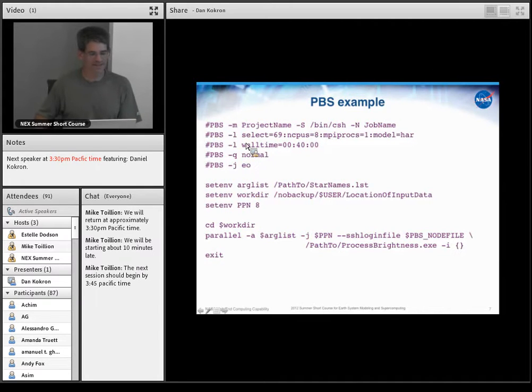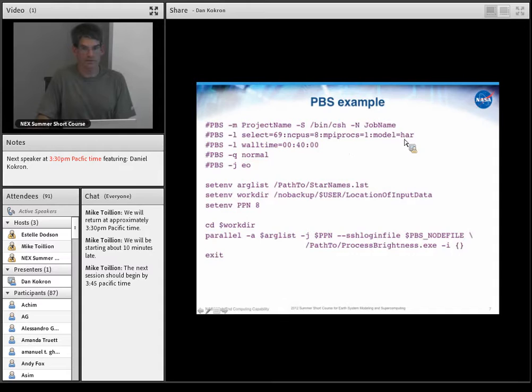-l select=69. Select 69 chunks of ncpus=8. And the model we're going to use is the Harpertown chip. So we have 69 times 8 processors that we can use, and we're going to use them for 40 minutes. That's the number here. It's hours, hours, minutes, minutes, seconds, seconds.